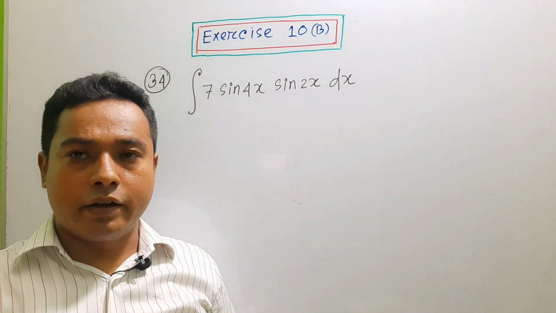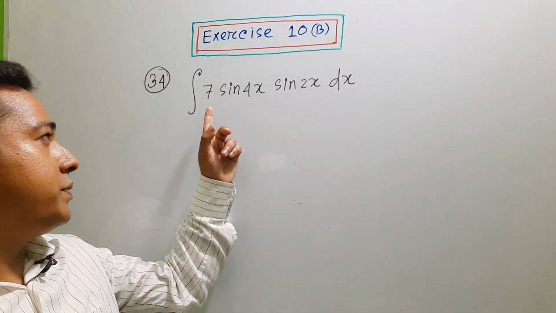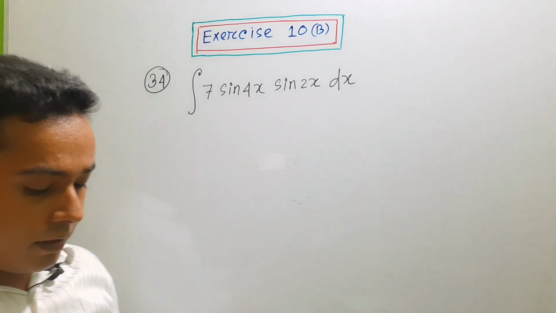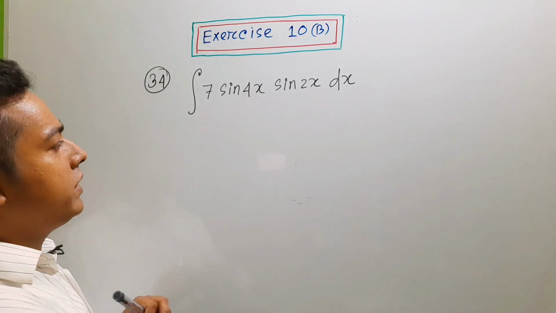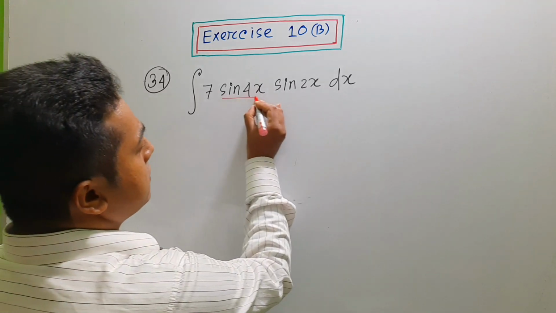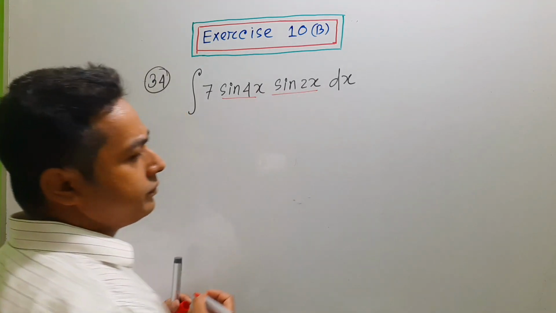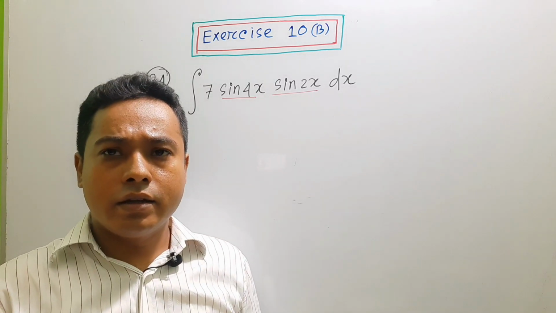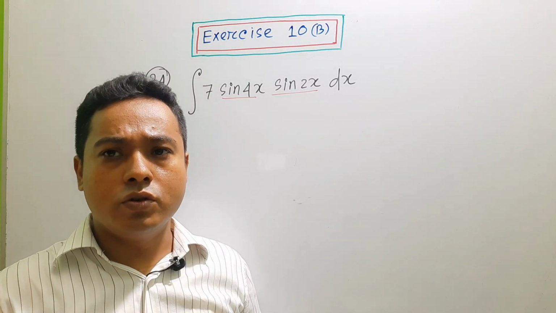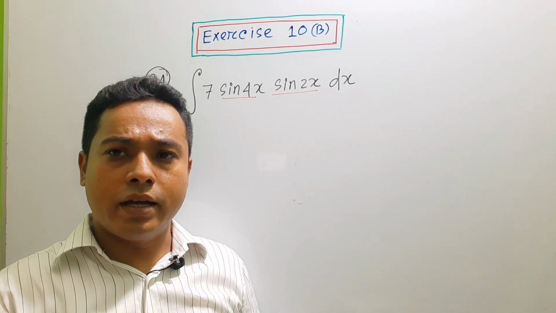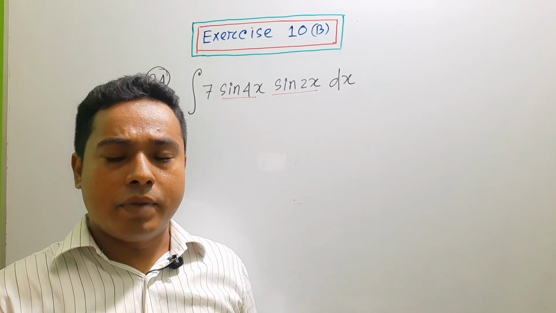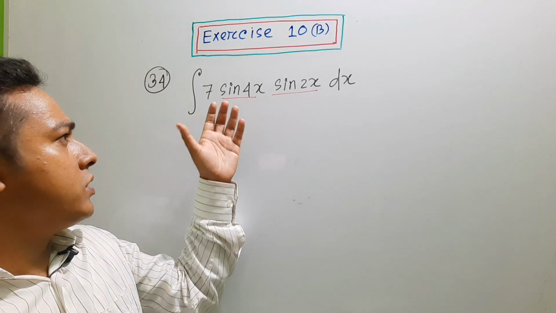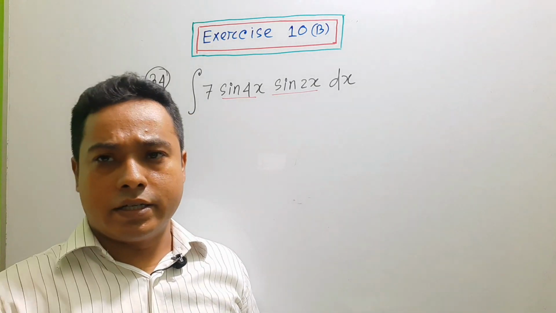Now question number 34, integration of 7 sin 4x sin 2x dx. Here dear student, sin 4x sin 2x, we know that 2 sin a sin b is equal to cos a minus b minus cos a plus b. By this trigonometric formula we can solve this integration.